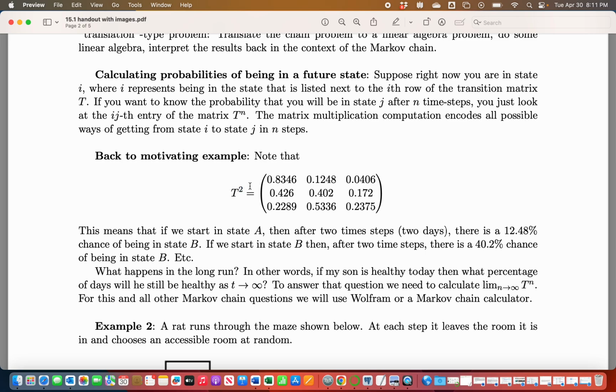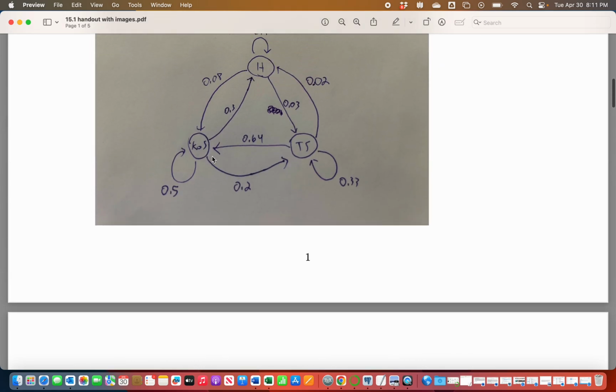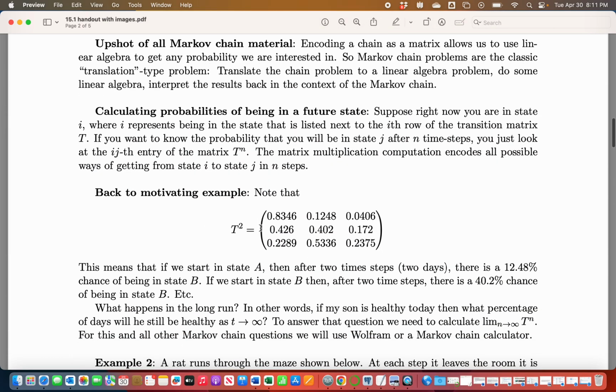So the matrix multiplication takes care of the or, like this way, or this way, or this way. The matrix multiplication adds up all those possibilities and spits out the answer. So I could ask you, hey, if my kid's kind of sick right now, 2 days from now, what's the probability he'll be healthy? So going from state B to state A in 2 steps. You would go, oh, here's state B's row, the middle row, and state A is the first column. So there's a 43% chance-ish that 2 days from now, if he's kind of sick, he'll be healthy. Which is the most common outcome, actually, right? So there's a 40% chance he's still kind of sick. There's a 17% chance that he's too sick to go to daycare after 2 steps.